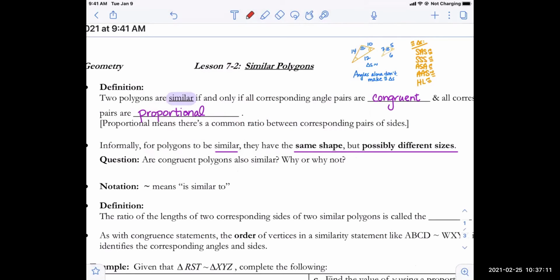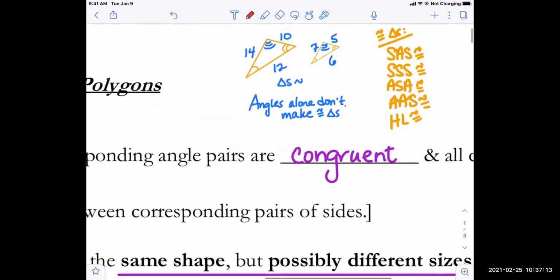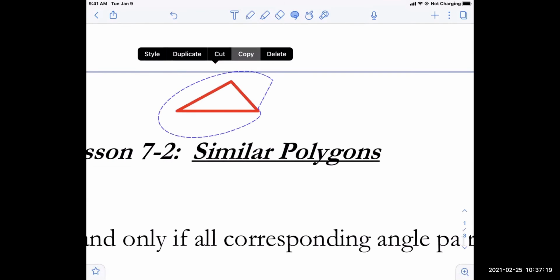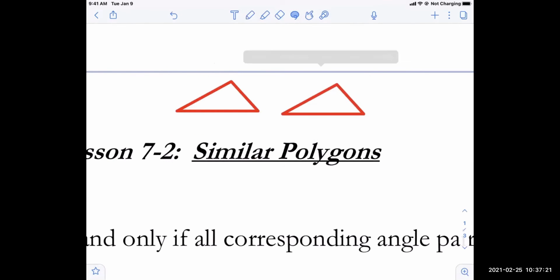Okay, so if you have 2 triangles or 2 polygons, whatever they are, I'm going to copy this over. Congruence is actually stronger than similarity, right? If I have these 2 triangles and they share the same angle measures, all the angles would have to be congruent because I've drawn them to be congruent triangles, and all the side lengths pairwise have to match up.